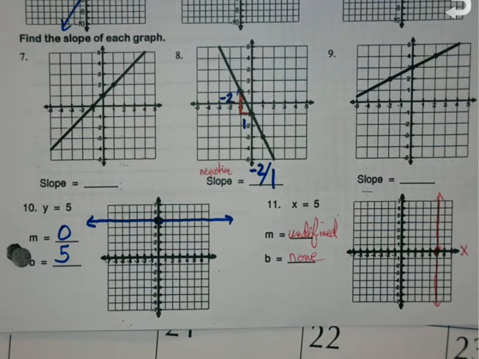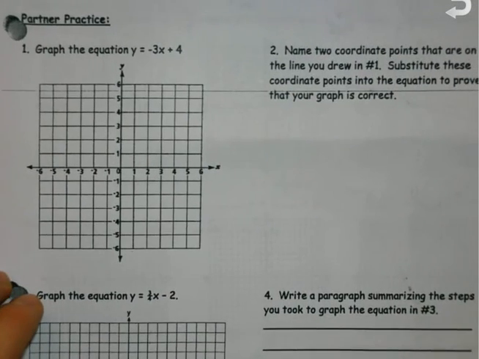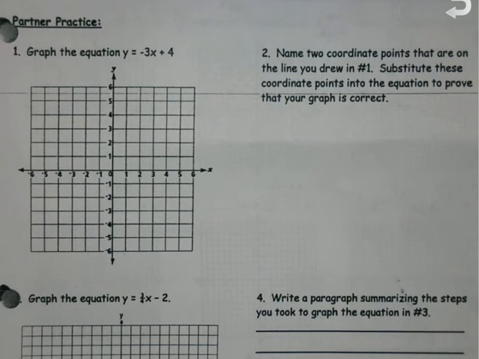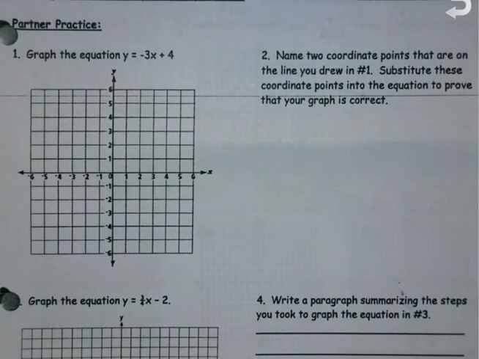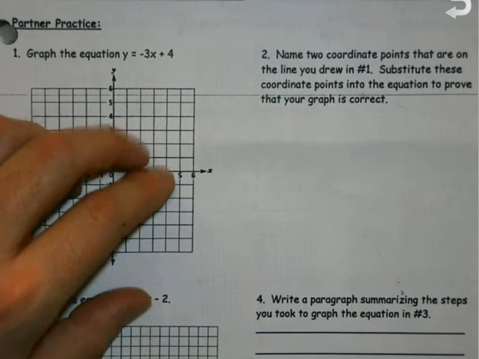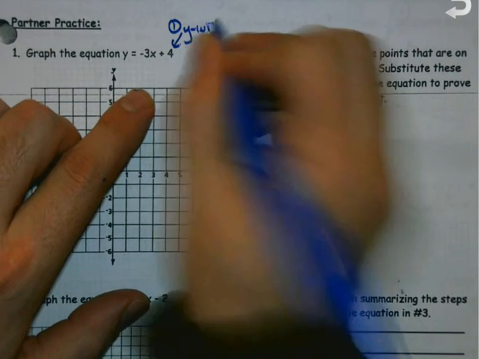So then, let's see what we've got to do on the back here. All right. Here's the deal back here. We're going to graph this line on number 1 first. Then we're going to head to the preview. What do I need to do first if I want to graph this line y equals negative 3x plus 4? Which one of those numbers is my y-intercept? Okay, I want to do this first because that's my y-intercept.